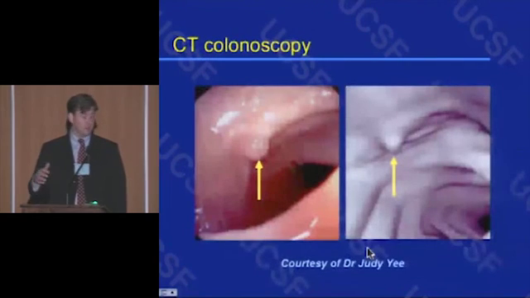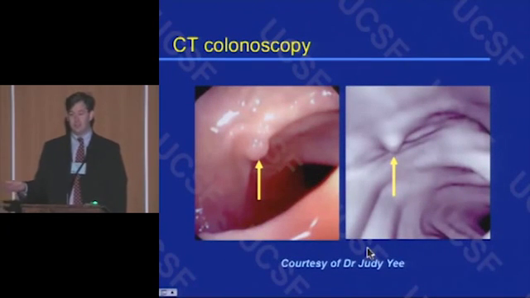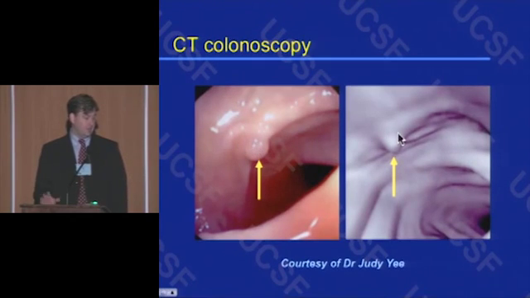So that's why a lot of people are moving now to CT colonography. Here's a nice example of a 5 millimeter polyp seen with endoscopy. And here's the virtual colonoscopy. This has been championed by Dr. Judy Yee from UCSF. And patients tolerate this a lot more than double contrast barium enema.